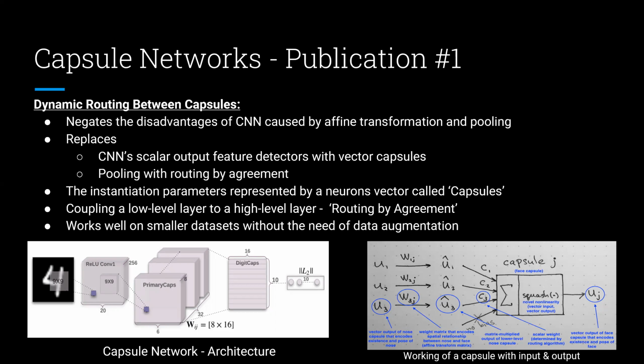That is what is being represented in the bottommost right side of the image. So you have a nose vector which is being sent into computations, and it is related to a higher layer feature, which is nothing but the face, which is represented by UJ. So it is coupled by means of a coupling coefficient. It works pretty well on smaller data sets without the need of any kind of data augmentation.